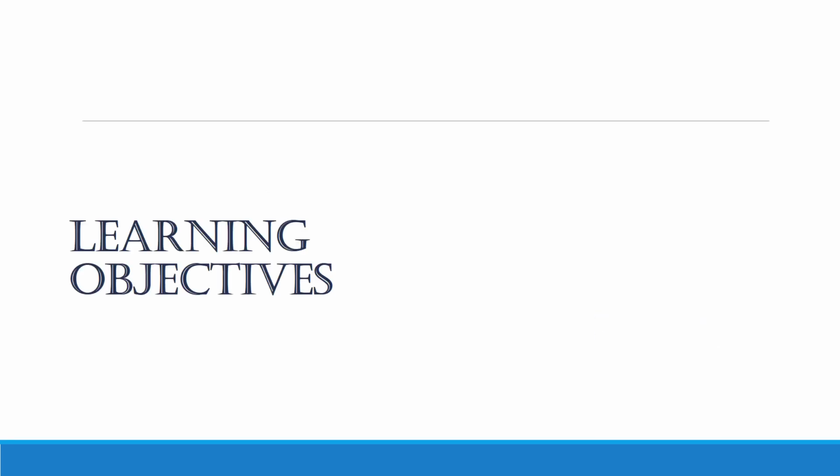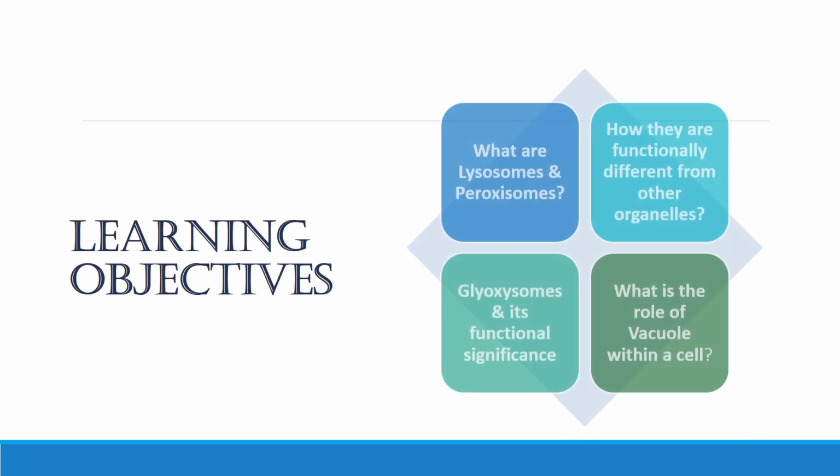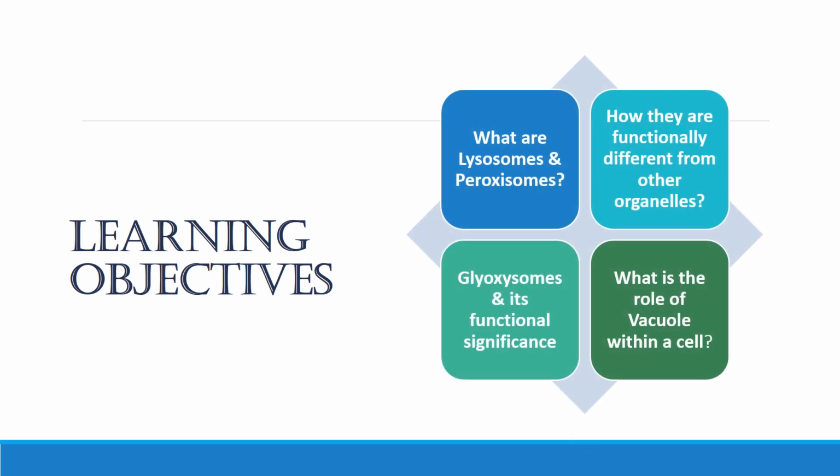So by the end of this lecture, we hope you will have a very good understanding of what lysosomes, peroxisomes, vacuoles and glyoxysomes are, how they function within plant or animal cells, and what their key role is in the different sorts of environments in which they are working.